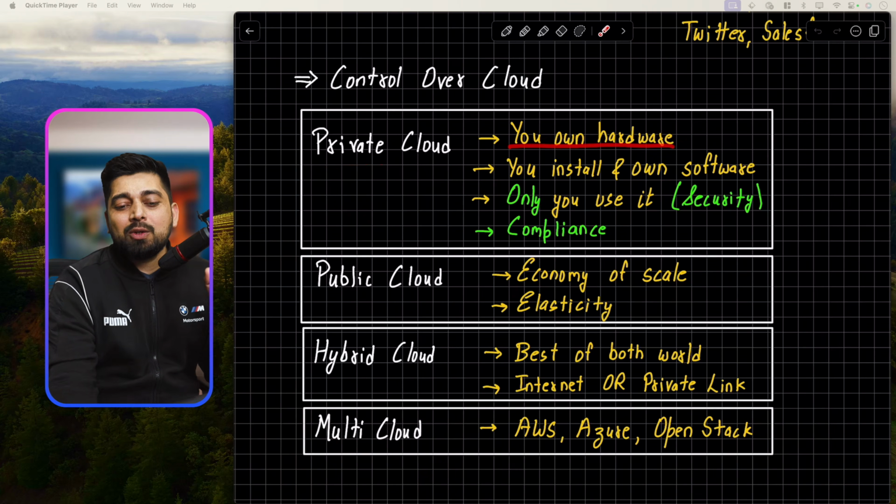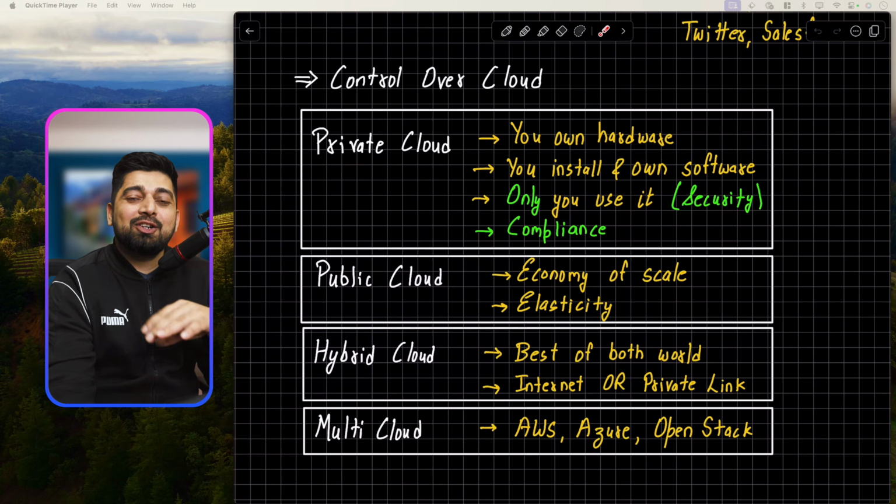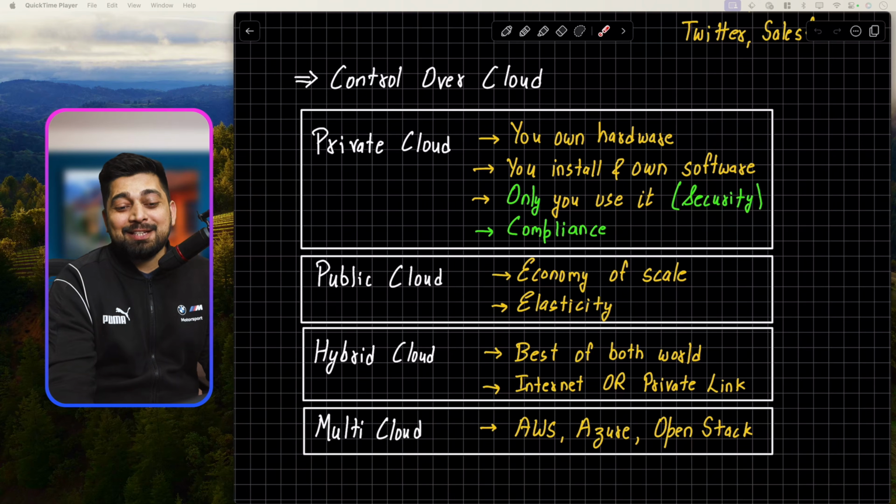You definitely own your own hardware. You definitely install and own your own software, and only you use it. So you manage your own security and the compliance and everything that's there. So let's just say if tomorrow you are serving some of the people in the European region, they want the data to be in Europe. It's your headache, not my headache, because it's a private cloud. You manage that. So whether you deploy a service or a hardware there, it's your job. India also restricts that the data of the Indian user should be in India. So hey, you manage it on your own. You buy more hardware and deploy them in India.